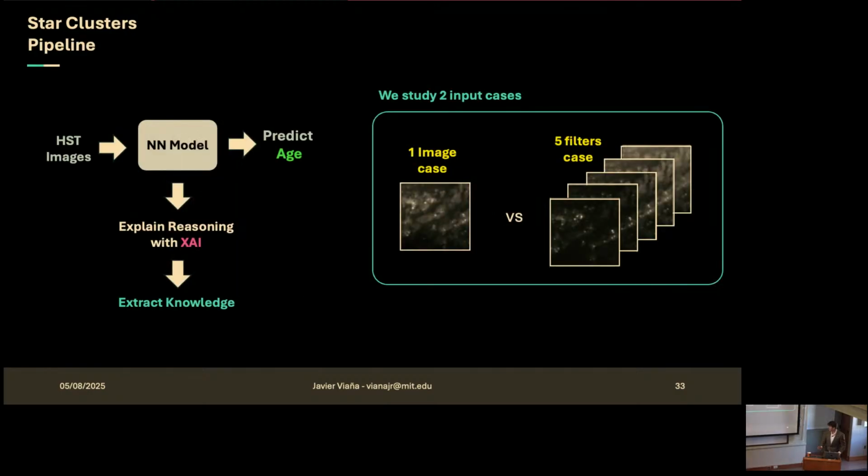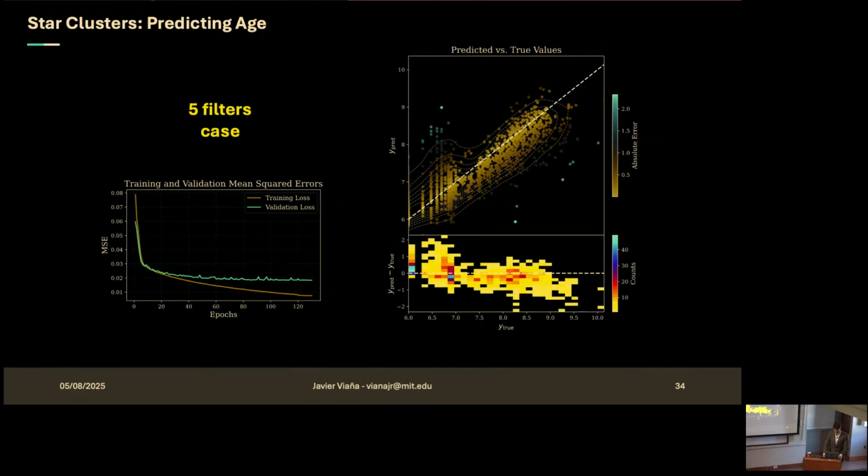So yes, we can, and the way to do it is taking the image, training a neural network model and predicting the age. But that is not the ultimate goal of the project. The goal is understanding how much the environment, for example, is contributing to that final age prediction. So now you can extract the information of the reasoning of the model with explainable AI to get some sort of knowledge. We're going to study two cases, the 5 filters case of HST data, and then the white stacked image, basically the mean of those 5 filters, as potential inputs.